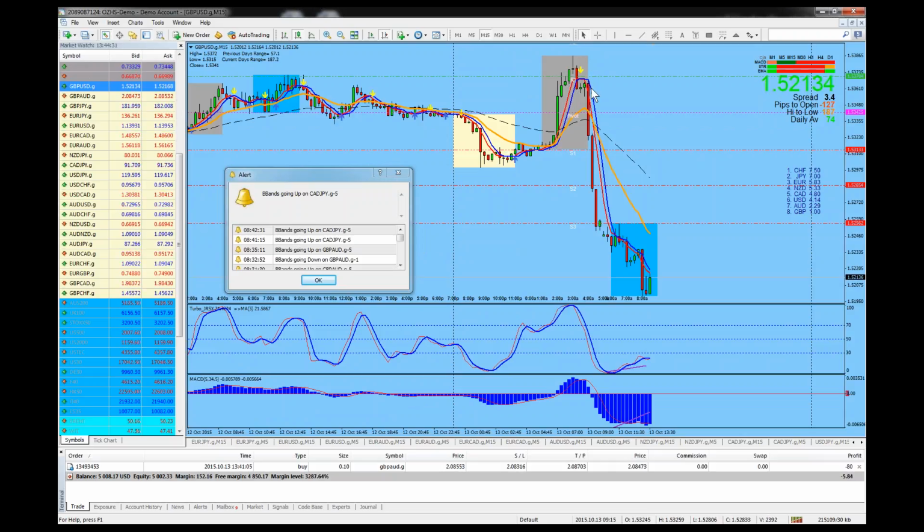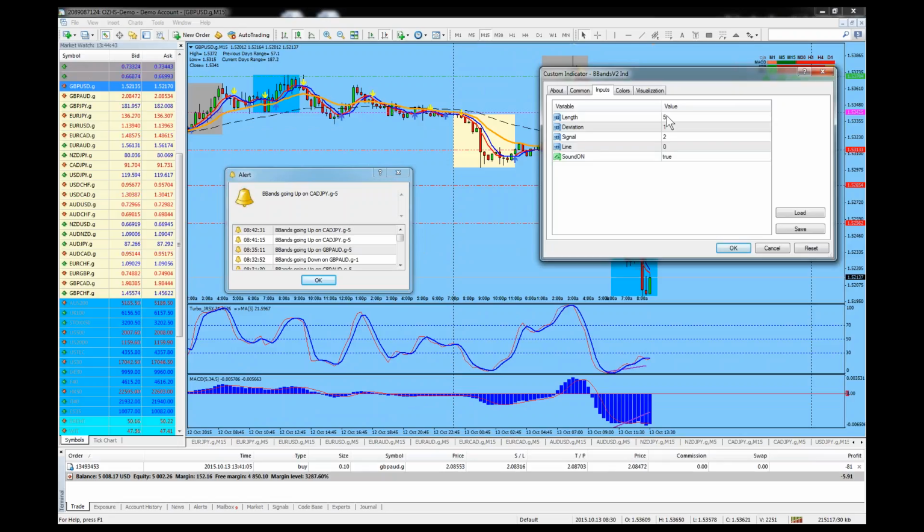And this is a great signal because it happened right on these two little candles. So you get all of this. You get this whole candle. So that was like an excellent signal. And let me just go back, and I have my B band set to 5, deviation 1, signal 2, line 0.